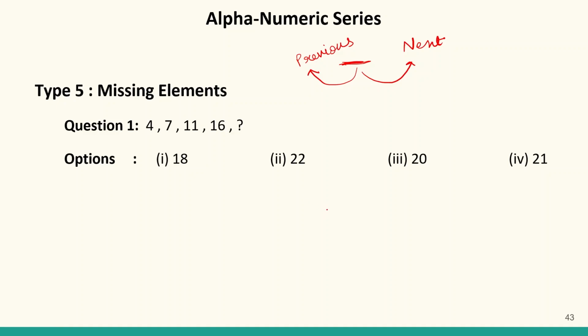Okay, over here, I can see 4 plus 3 will give me 7. 7 plus 4 will give me 11, plus 5 will give me 16. So I can see that the additions are increasing by 1. So I have to add 6 now, to the previous number. So we'll get 22. So your answer will be option number 2, 22. Okay.